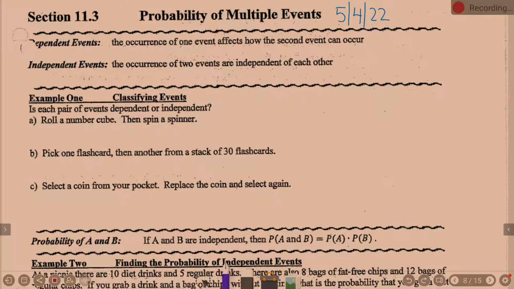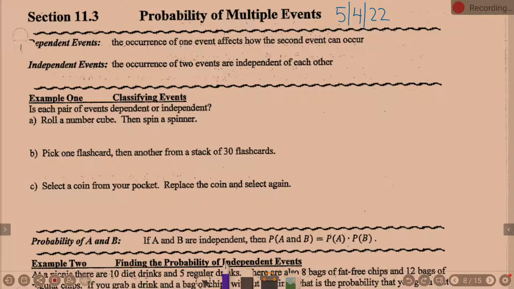You will want to pay careful attention to the word and versus the word or, because it will tell you a lot about how to work that probability problem. Now, a little bit of vocabulary: independent versus dependent events. If two events are dependent events, the occurrence of the one event affects how the second event can occur. And this matters in probability.